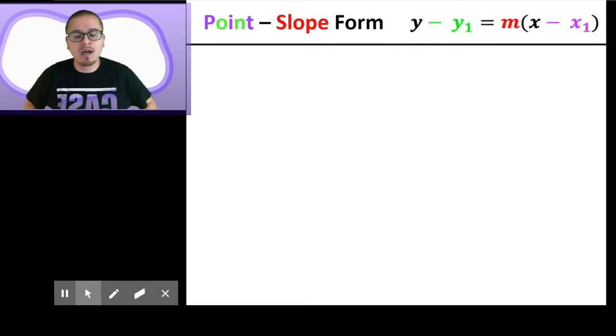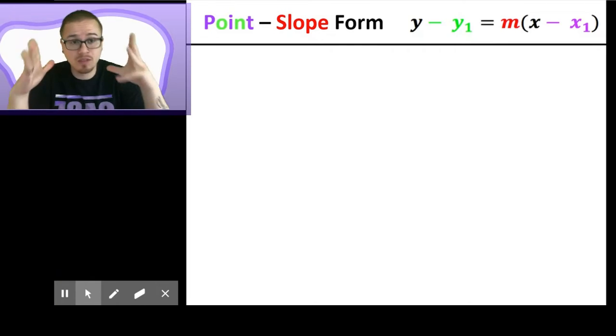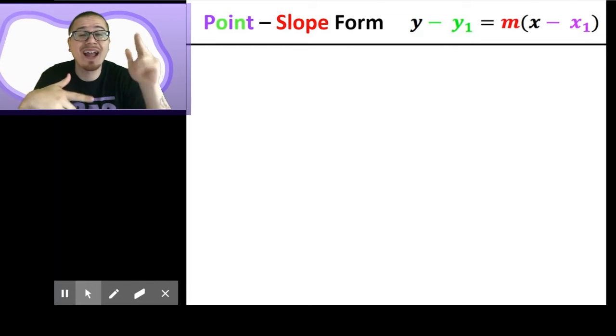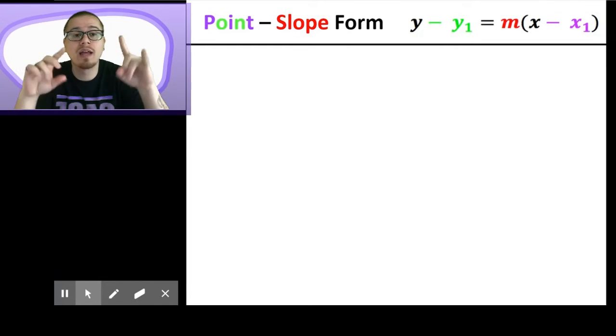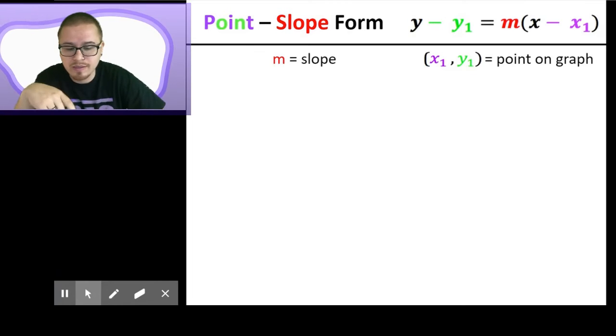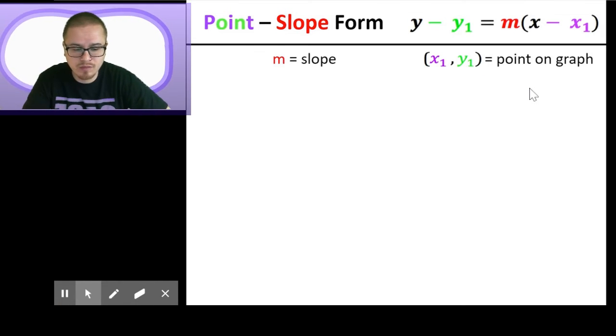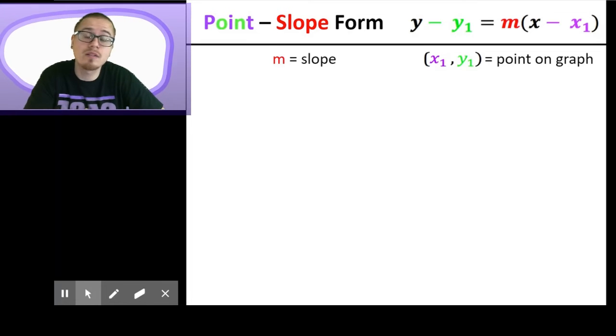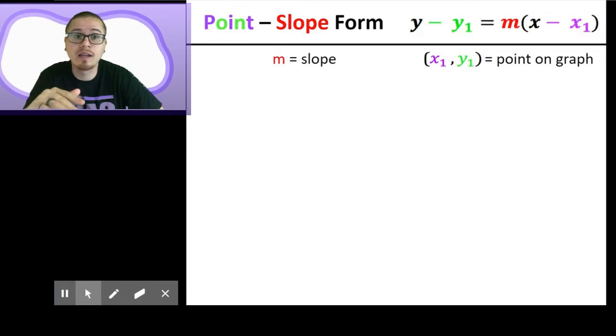Equals m, the slope, times the quantity x minus x1, where x1 is the point. So (x1, y1) is the point, m is the slope, and you'll see what that means in a second. So the point on the graph is very important. It doesn't have to be the y-intercept. It can be any point on your line.